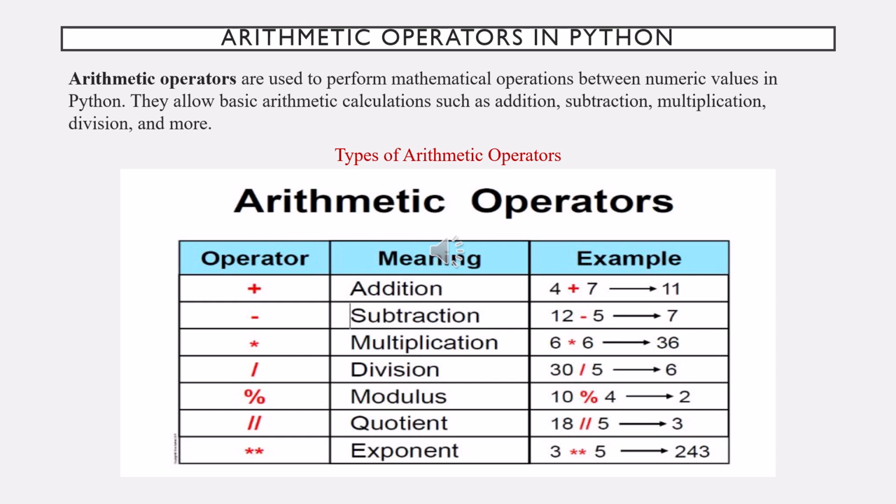The types of arithmetic operators are given with their meanings and examples. Plus is addition, so 4 plus 7 is 11. Subtraction means minus, 12 minus 5 is 7. Multiplication, 6 into 6 is 36. Like this, they have given the arithmetic operations in the Python language. We will see an example of the arithmetic operation.